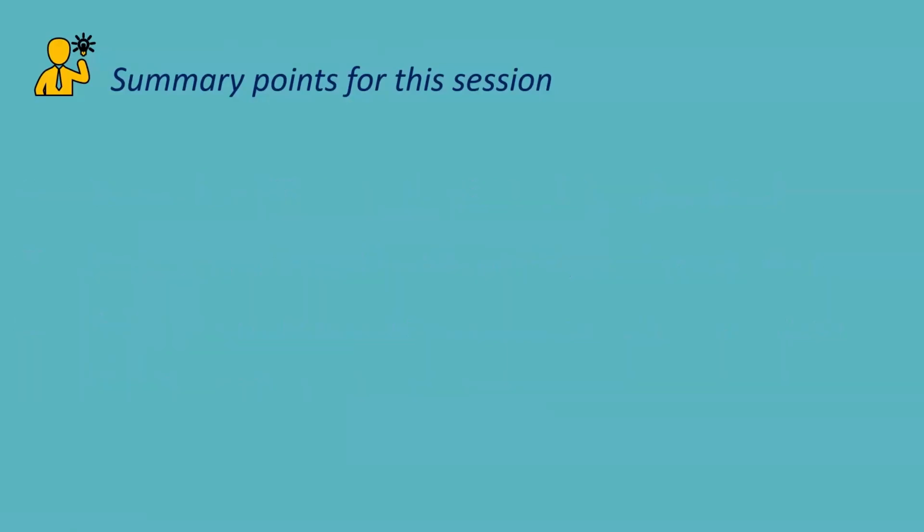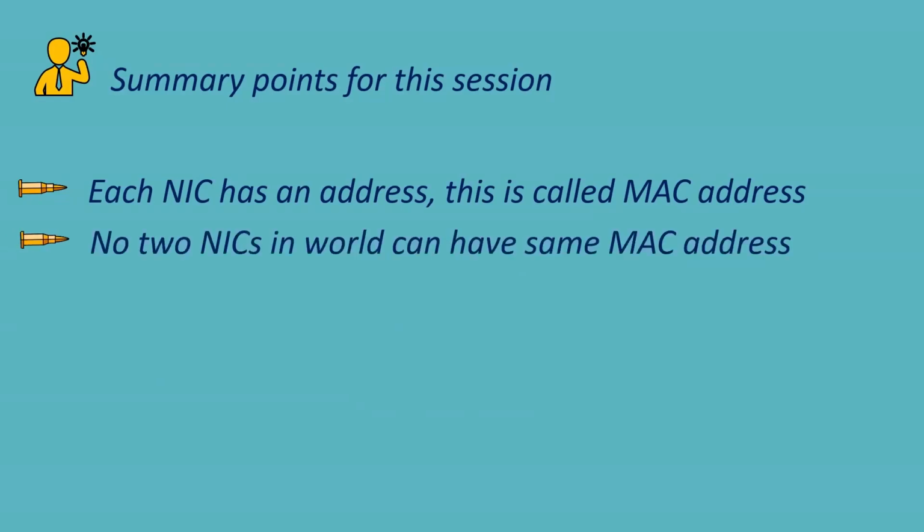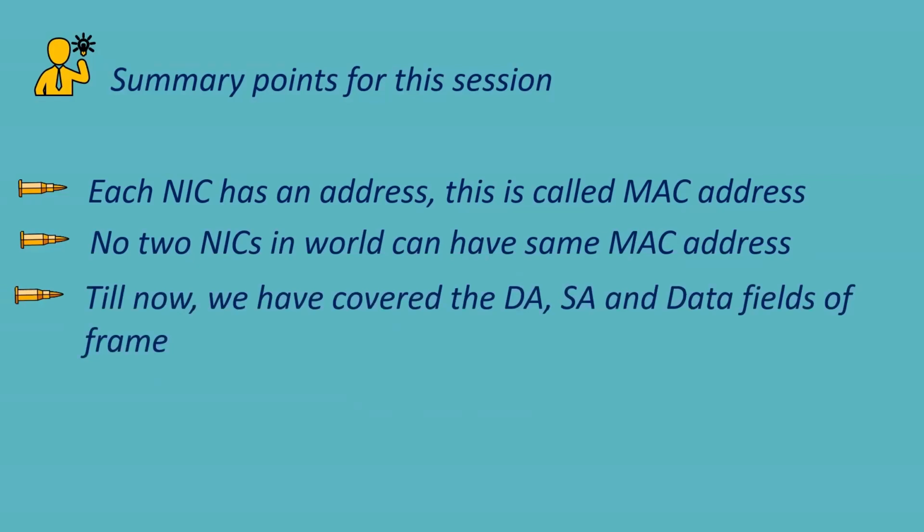Next, each NIC card has an address. This is called the MAC address. No two NICs in the world can have the same MAC address. And then finally, till now we have covered the concept of destination address, source address, and data fields of the frame. As I mentioned, there are other fields also in the frame like type and checksum. These will be covered in the later sections. For now, just focus on destination address, source address, and data fields.